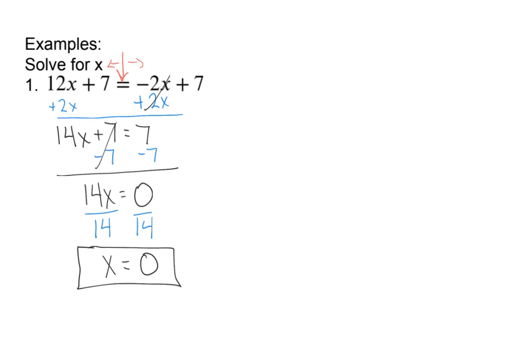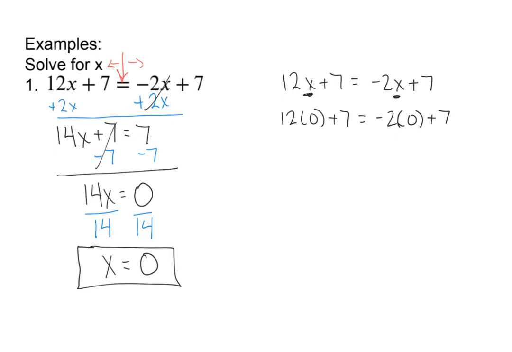Now, if you wanted to, and you had extra time on a test or quiz, you could check this. You would rewrite your initial equation, 12x plus 7 equals negative 2x plus 7. And everywhere that you see an x, you're going to put in what you're saying x is. So in our case, we're saying x is 0. So we would put in 0 everywhere you see an x.